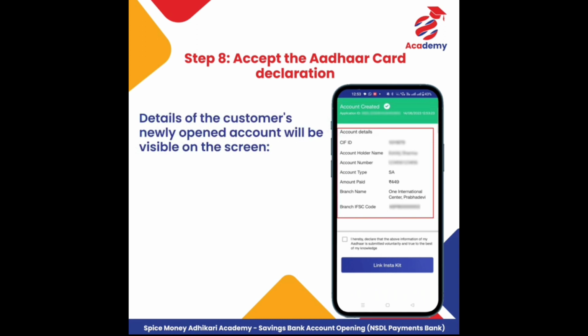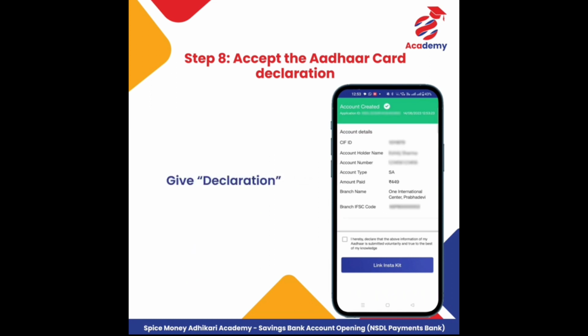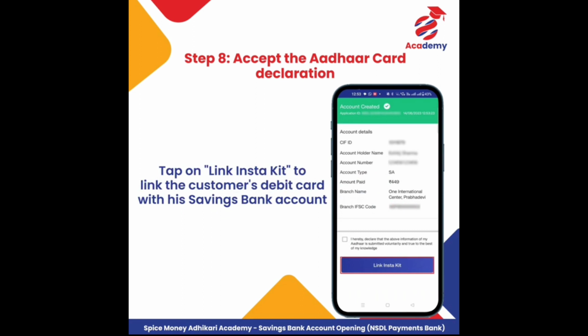Details of the customer's newly opened account will be visible on the screen, like his transaction ID, customer name, account number, account type, amount collected, branch name, branch IFSC code. Share all these details with your customer. Give declaration. Tap on Link InstaKit to link the customer's debit card with their savings bank account.